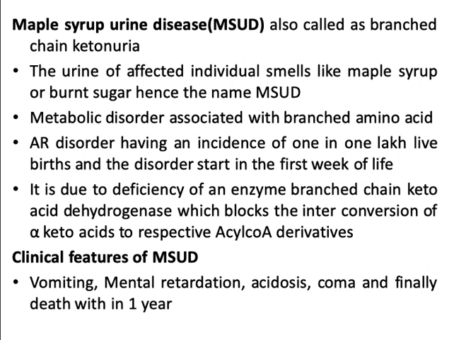MSUD is due to deficiency of an enzyme, branched chain ketoacid dehydrogenase, which blocks the interconversion of alpha-keto acids to respective acyl-CoA derivatives. Some of the important clinical features of MSUD are: there may be vomiting, mental retardation is a prominent clinical feature, there is acidosis, coma, and finally death within 1 year.